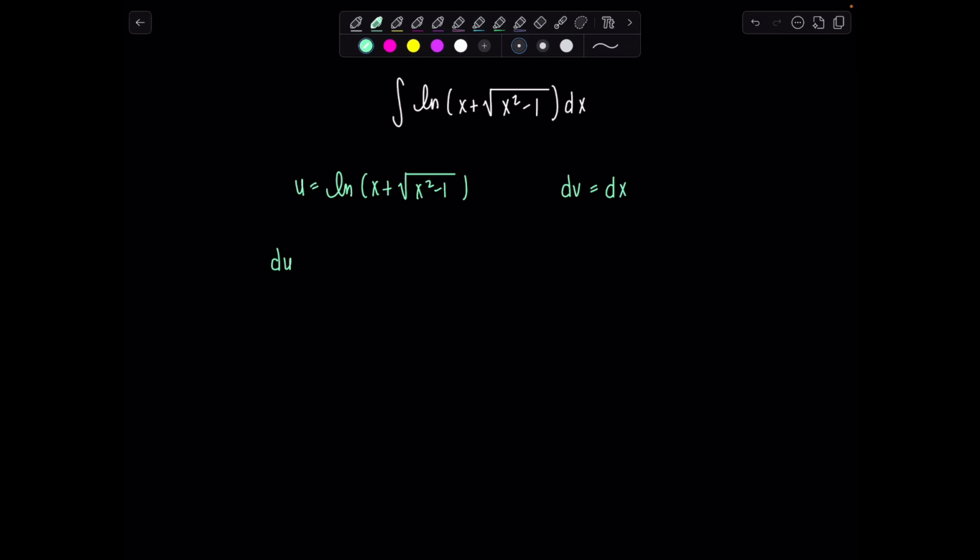So to differentiate, when you take the derivative of natural log something, you always have 1 over the something, in this case x plus square root x squared minus 1. And then we have to apply chain rule, so we're going to multiply by the derivative of what's inside. So derivative of x, that's just going to be 1. Plus, now derivative of square root x squared minus 1.